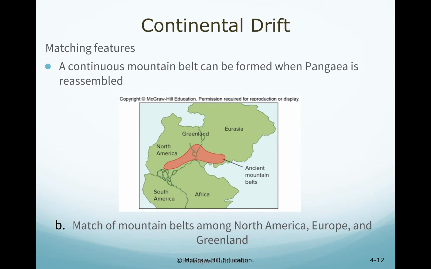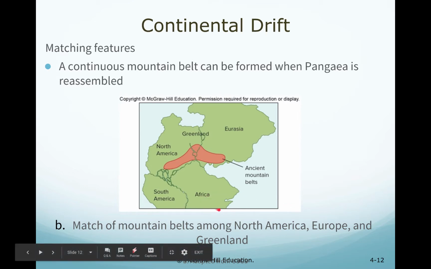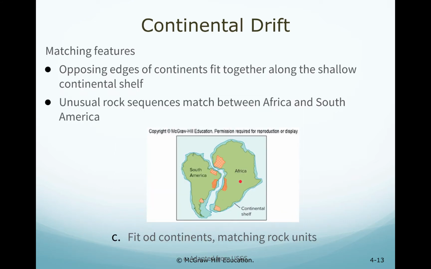The matching features. A continuous mountain belt can be formed when Pangaea is reassembled. Here, you can match the mountain belts among North America, Europe, and Greenland. Matching features as well. The opposing edges of continents actually fit together along the shallow continental shelf. There's also unusual rock sequences that match between Africa and South America.